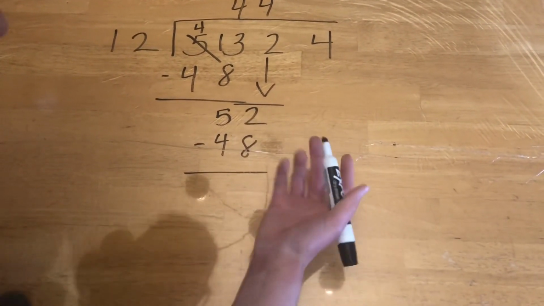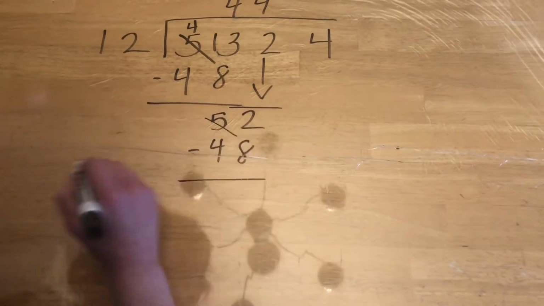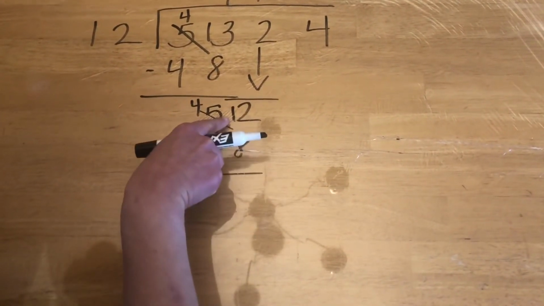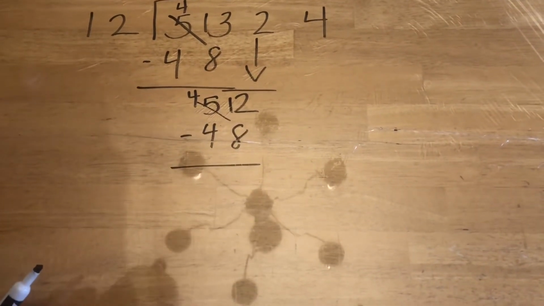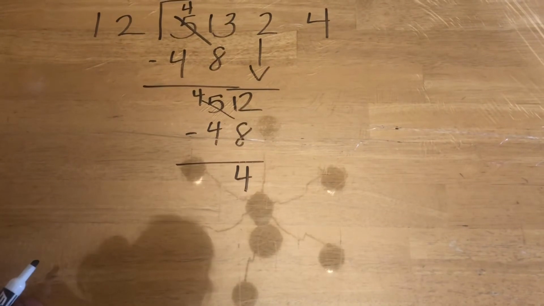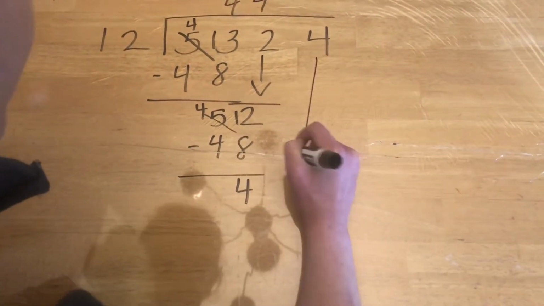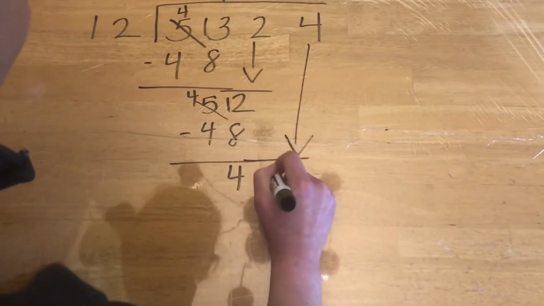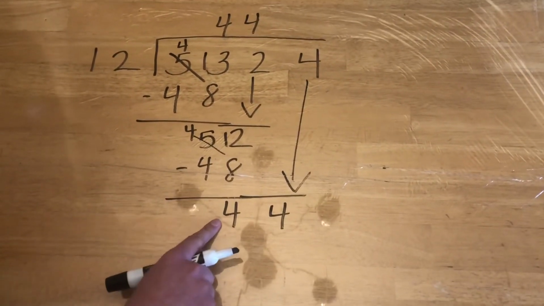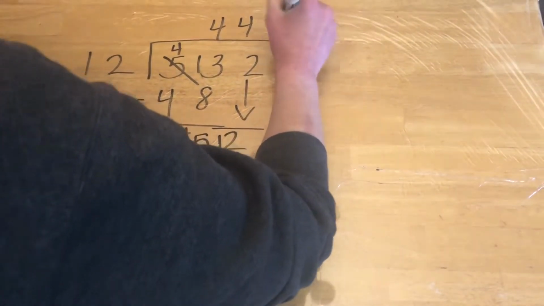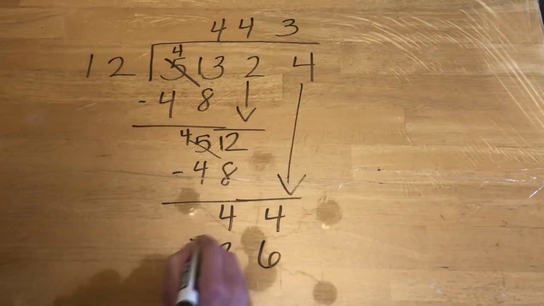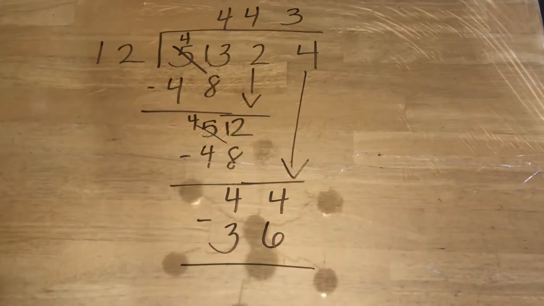So now we do 52 minus 48. 2 minus 8, I can't do that, so I need to regroup the 5, make that a 4, bring my 1 over here. So now I have 12 minus 8, which is 4. And then 4 minus 4 is 0. And now I'm going to bring down my 4. And how many 12s can fit into 44? 3. 3 times 12 is 36. All right, 44 minus 36.